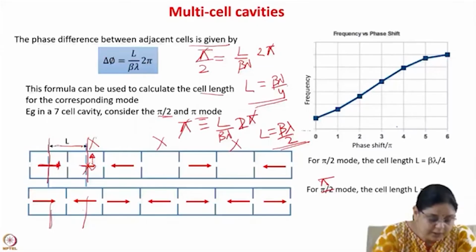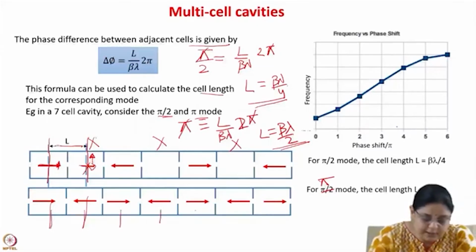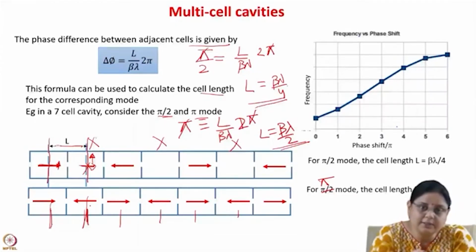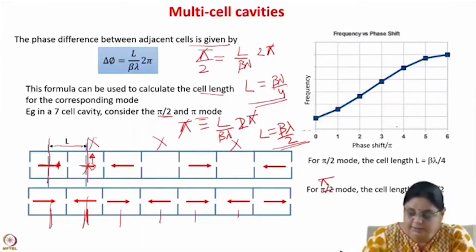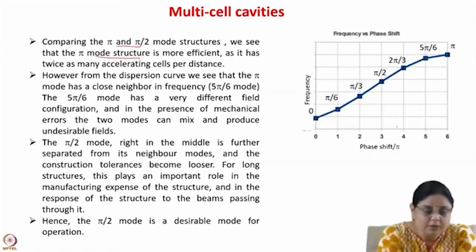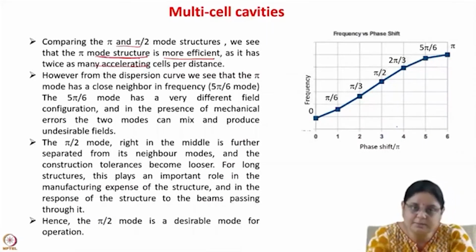The pi mode, on the other hand, has a field in every cell. So if the particle moves from here to here in time T by 2, this field will switch sign, and again it will see an accelerating field and get accelerated. But in the pi by 2 mode, it will get accelerated only when it comes to the third cell. So we see that the pi mode structure is more efficient as it has twice as many accelerating cells per distance as compared to the pi by 2 mode.